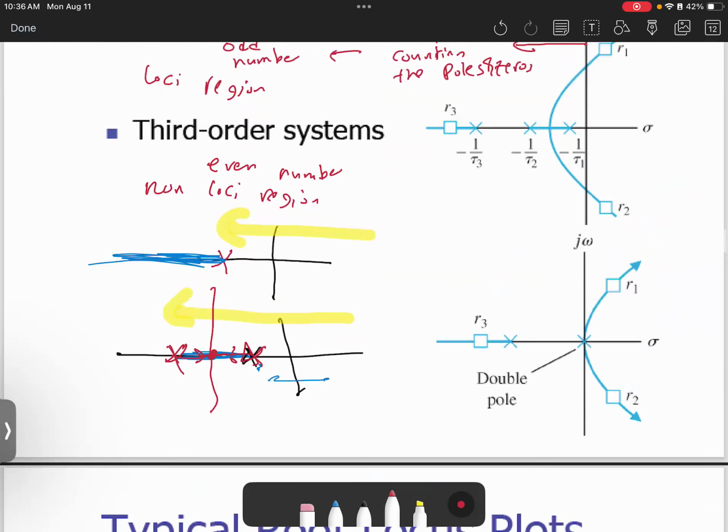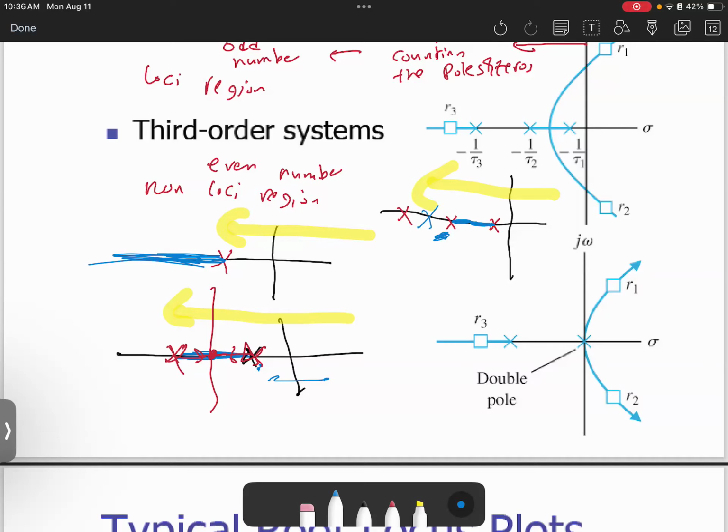How can we apply this in the third order? When we do the third order system, basically, let's put the poles. Here is a pole, here is a pole, and here is a pole. Start counting from here, from right to left. Then you will see here is number one. So this is odd. Then when we reach this point, it is now even.